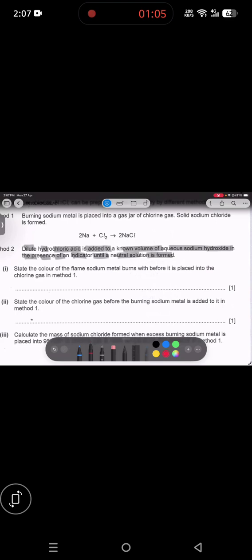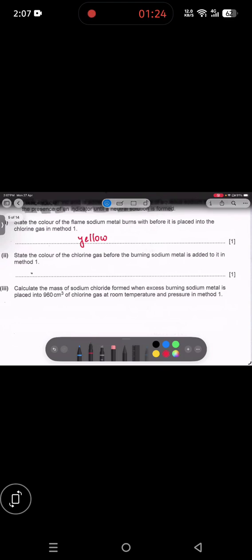So these flame colors you have to memorize for paper 4 and paper 2, and in paper 6 you will be provided with the tables. Okay, so the color here is yellow. The flame color for sodium is yellow. Now the next one. State the color of the chlorine gas before sodium metal is added to it in method 1. So the color is pale green.